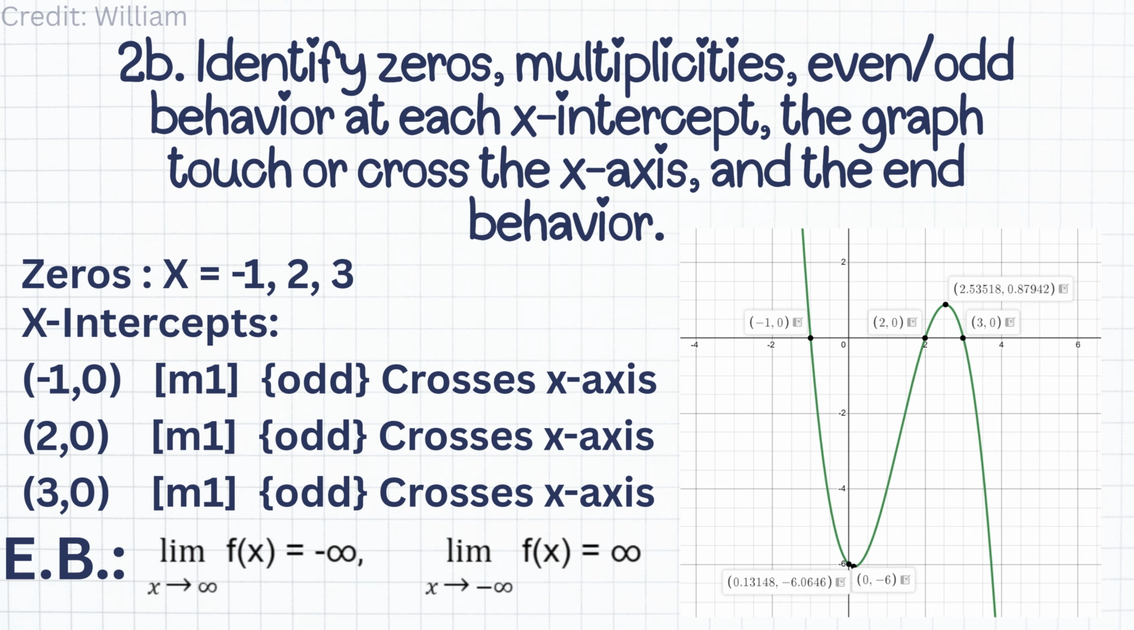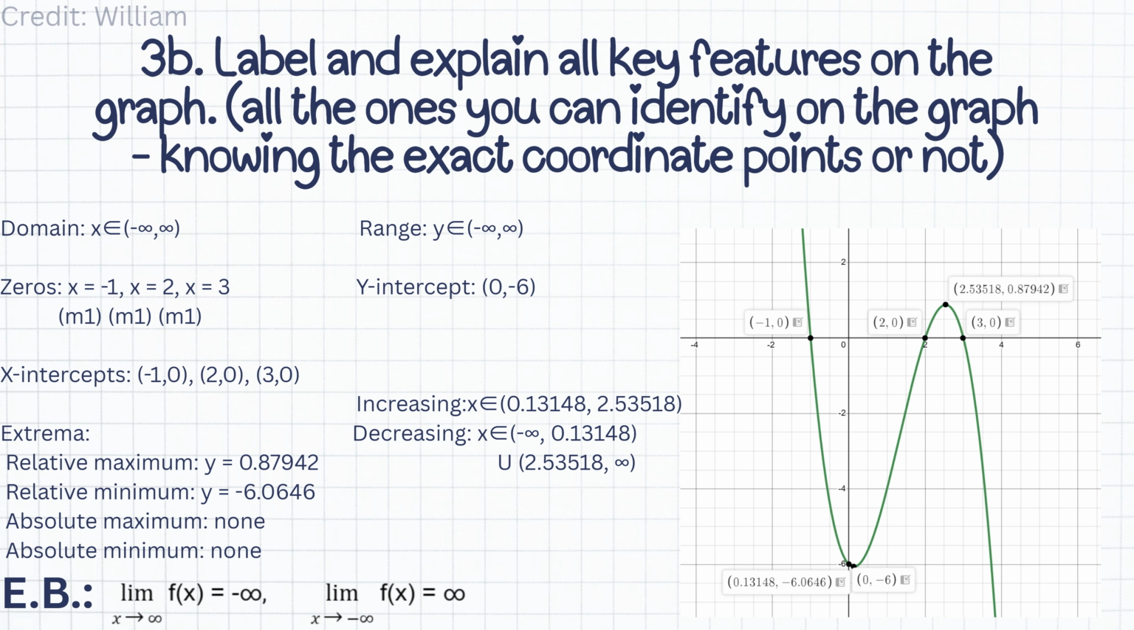For end behavior, as the limit of x approaches infinity, f(x) decreases. As the limit of x approaches -infinity, f(x) increases. The domain of this equation is x equals all real numbers. The range is y equals all real numbers. Zeros are at x equals -1, 2, and 3. The y-intercept is (0, -6). The x-intercepts are located at (-1, 0), (2, 0), and (3, 0).